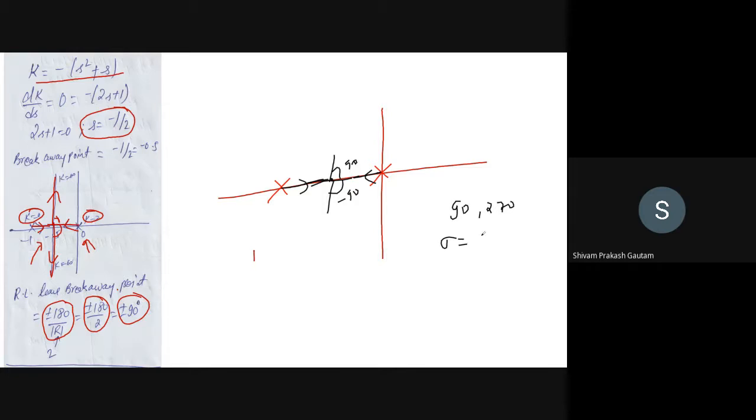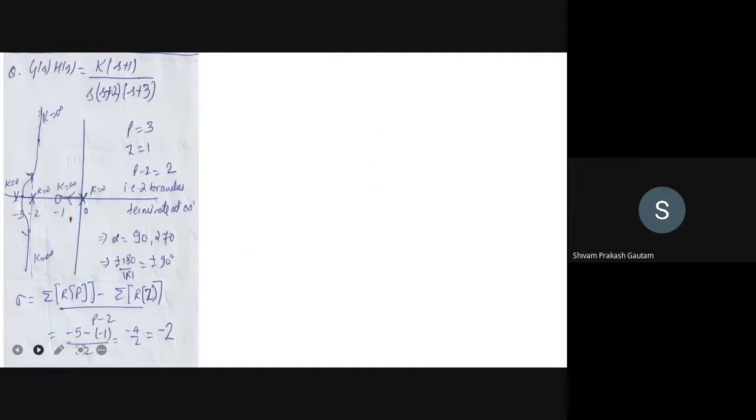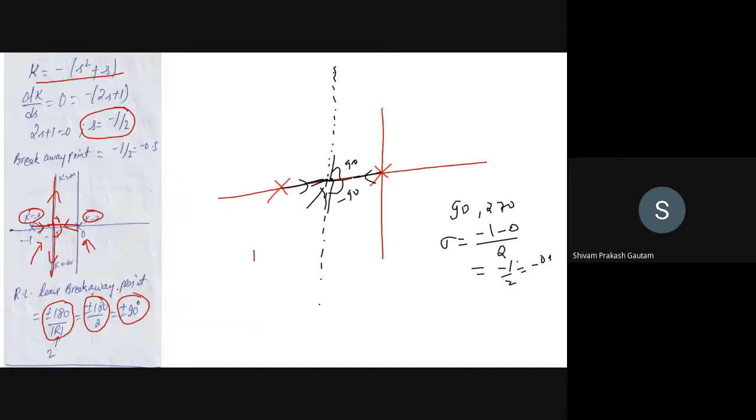Centroid is the summation of real parts of poles minus the summation of real parts of zeros, upon P minus Z. The real part of the pole is -1, minus the summation of real parts of zeros, so there are no zeros, so minus 0, upon P minus Z. P minus Z is 2, so minus 1 by 2, that is equal to again minus 0.5. So that means this point is again our centroid. So you can draw an angle of 90 degree and 270 degree. I am drawing by dotted line. You can see this is my plus 90 degree and this is plus 270 degree. Now the remaining root locus branch you can draw in parallel with these asymptotes. So this is how your final root locus will look. Here the value of gain k is equal to infinity, right?